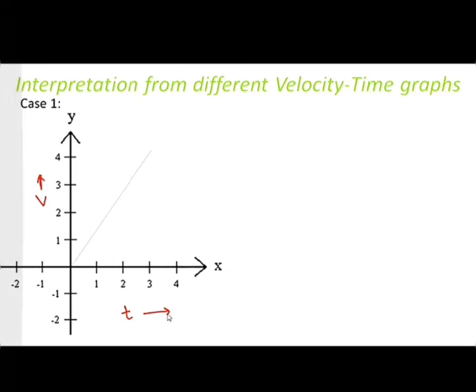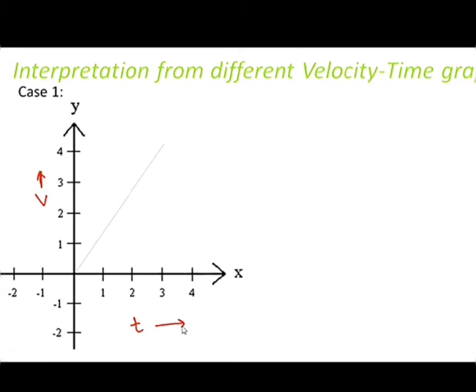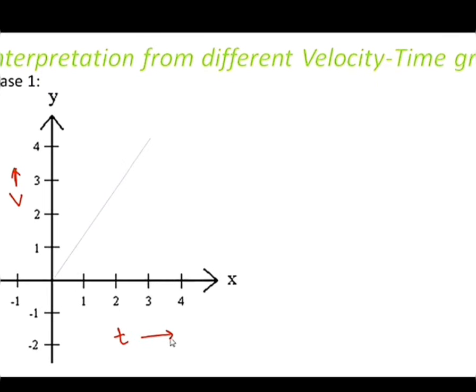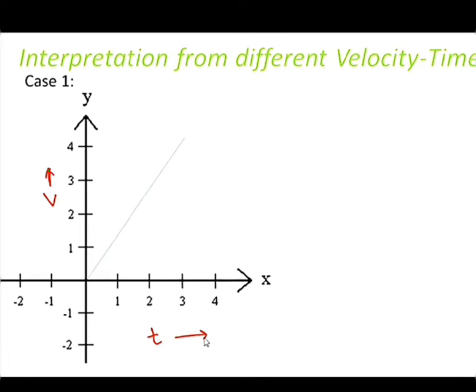So I'm having case first. We have a plot like this. Everywhere you can see t is along the x-axis as t is the independent quantity, and velocity is along the y-axis, as we have studied, that velocity should be on the y-axis and time should be on the x-axis. What does this graph show? You can see that as time increases, velocity also increases.